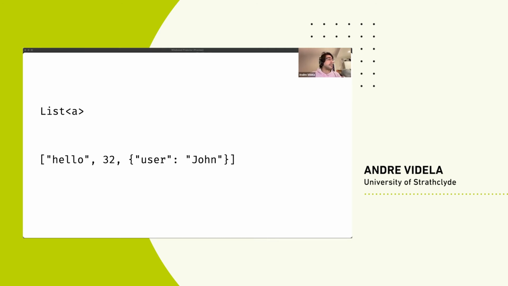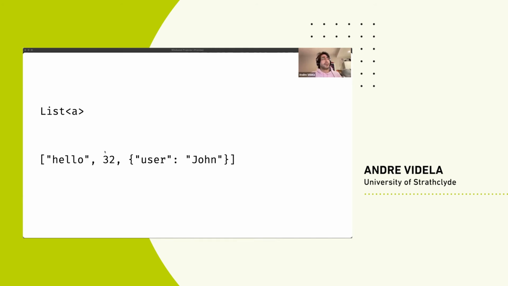So if you have this list, it is a list of three things. It contains a string, it contains a number, and it contains a user object. If you only had the API that you have in a programming language such as Java, you only have one type, which is supposed to represent the entire list. But this is not an accurate representation of the list. The list contains three things.